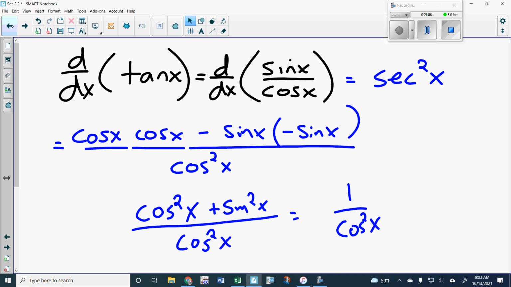So the derivative of sine is cosine, the derivative of cosine is negative sine, the derivative of tangent is secant squared. Tomorrow we're going to look at cosecant, cotangent, and secant. We're going to do the same type of thing, because what is secant equal to? 1 over cosine, so we can use the quotient rule again. So we'll look at the rest of it.